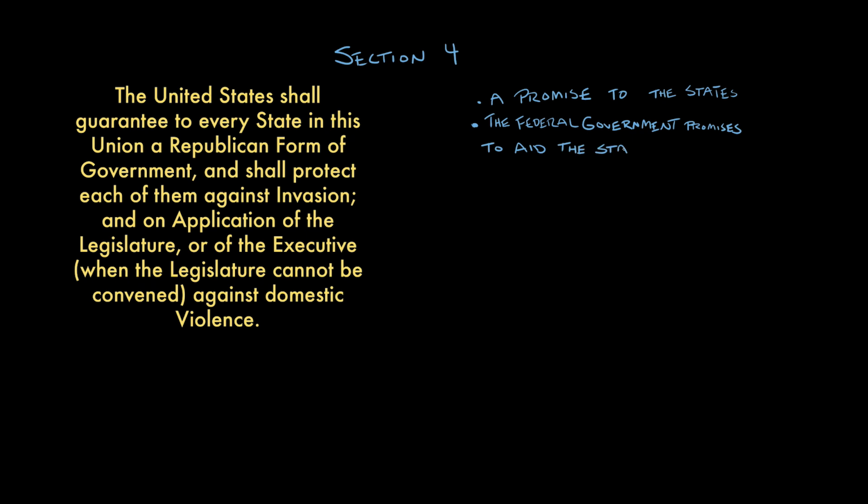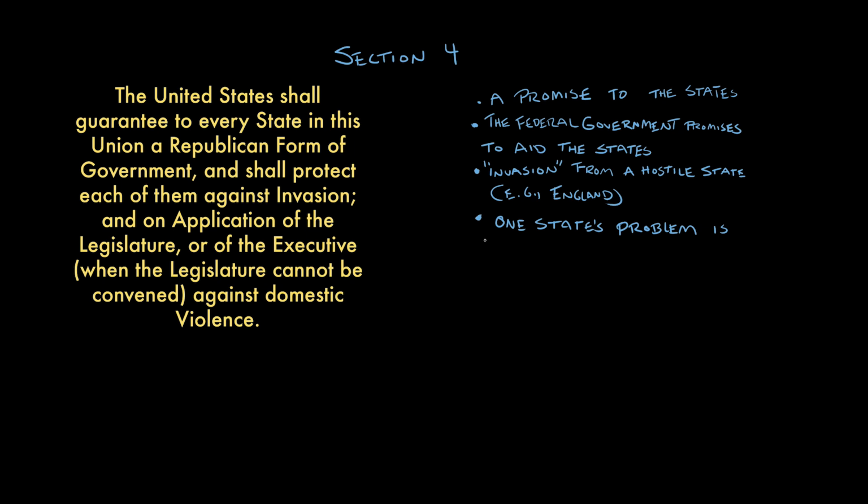So when Section 4 talks about invasion, it's pretty clear that what they're talking about is invasion by some hostile state. And of course, during this period, there was continuing conflict with England. And the idea is that if New York or South Carolina gets invaded by England, that's not just that particular state's problem, it's the nation's problem. And the national government has an obligation to protect against invasion.